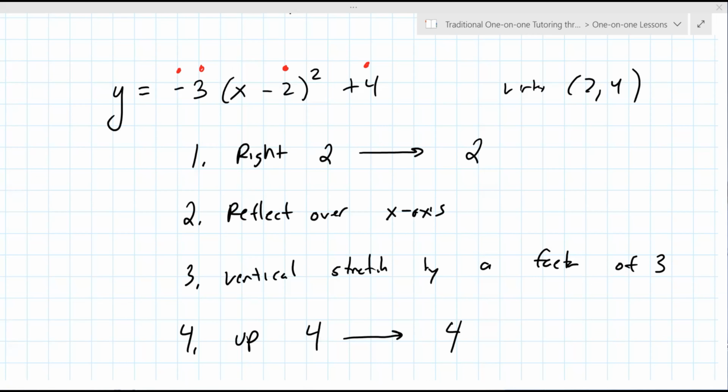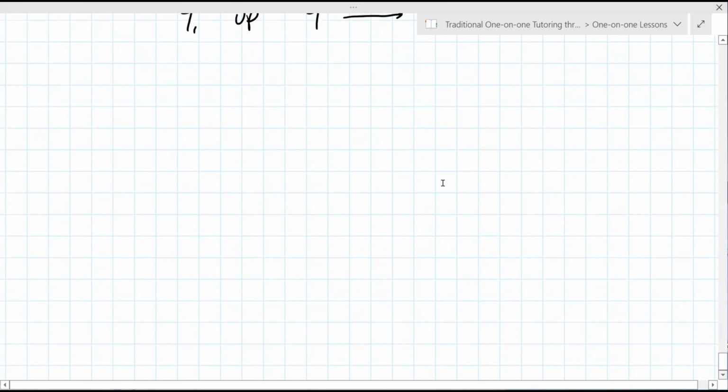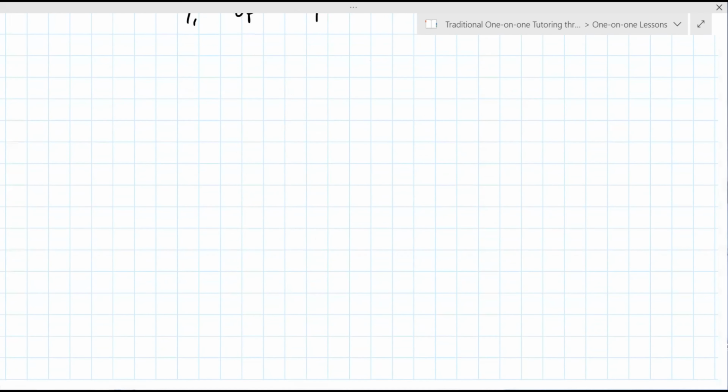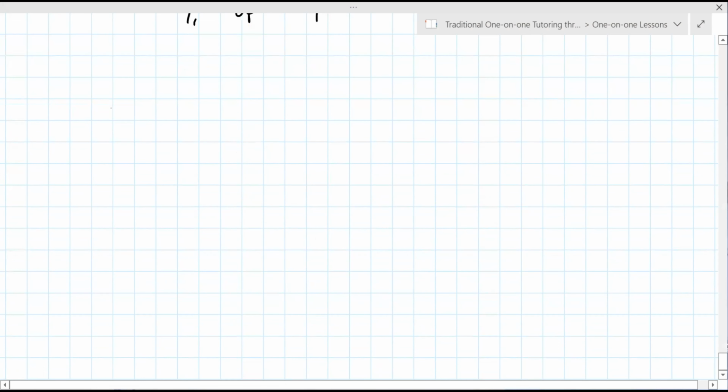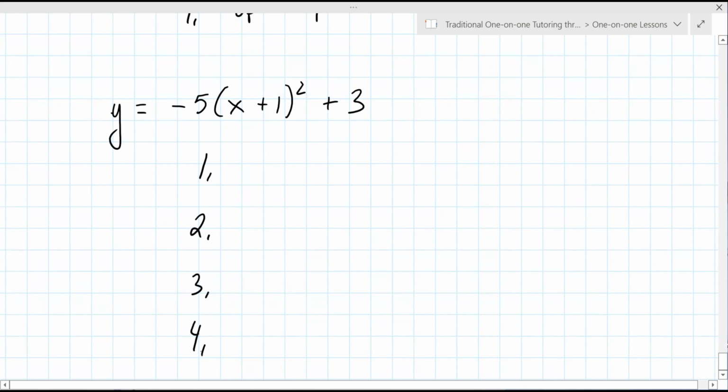All right. So let's look at another one here that's got all 4 of them. It feels like a lot. It is a lot, but if you go through it sequentially, you have a chance here to do it right. So let's go -5(x + 1)² + 3. Okay, so let's see if you can get the transformations down.